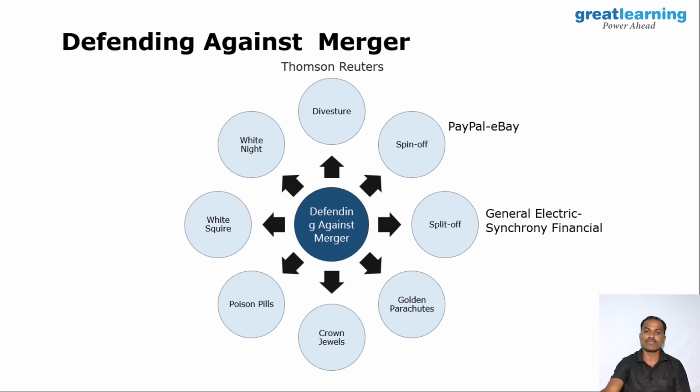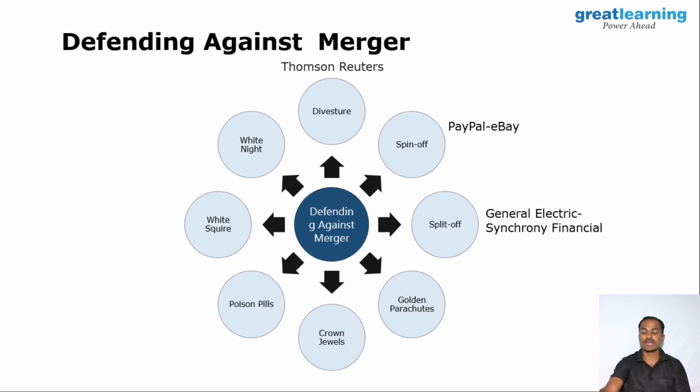So in split off, what happens? The entire business is split into various parts, and the shares of that particular segment will be distributed among the existing shareholders. General Electric and Synchrony Financials. This is the best example for split off.